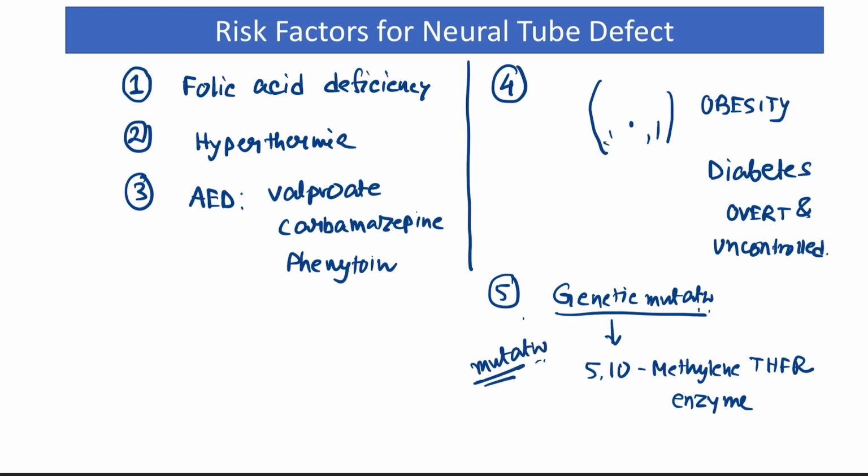This genetic mutation is also very important. Suppose the first child has some neural tube defects, and in the second pregnancy the chance of having neural tube defects becomes 3 to 4%. In the third pregnancy it becomes 10%. This gradual increase in the chance of neural tube defects in the same pregnant woman basically defines that there could be some underlying genetic mutation, most commonly the 5,10-methylenetetrahydrofolate reductase enzyme.